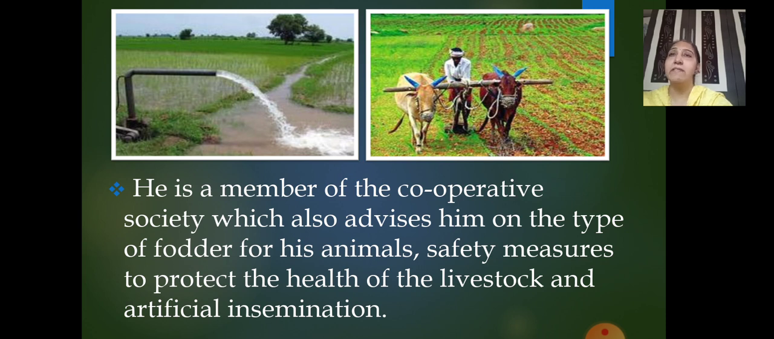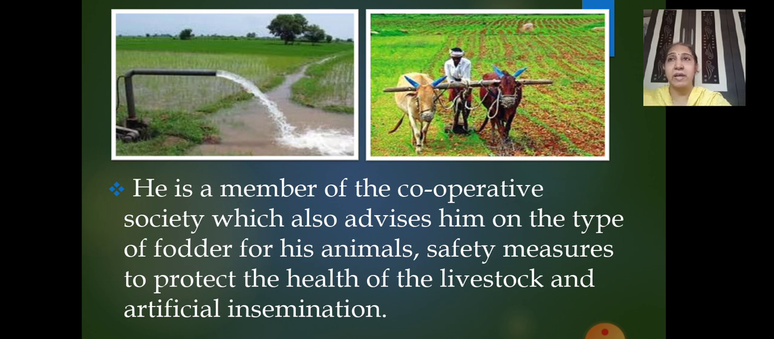Then what else does Munna Lal have? He has two buffaloes and a few hens with him. He sells milk in the cooperative store that is located in the nearby town. And he is a member of the cooperative society, which also advises him on the type of fodder that he could use for his animals, on safety measures to protect the health of the livestock, as well as on artificial insemination. So he is a member of the cooperative society.